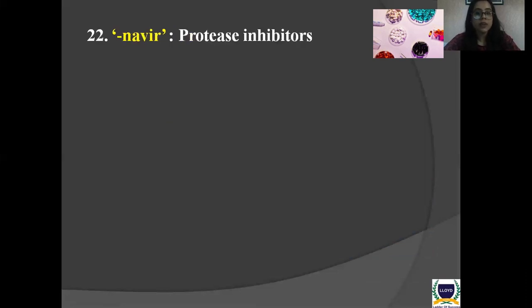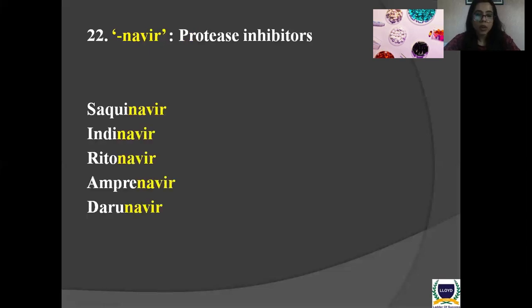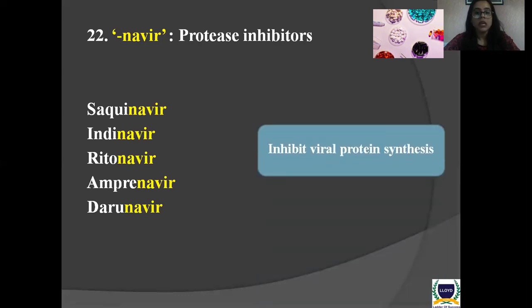Our next suffix is navir. Navir indicates these are the protease inhibitors. Protease inhibitors have the drugs saquinavir, indinavir, ritonavir, amprenavir, darunavir. All these are ending with the same suffix, that is navir, and indicate the protease inhibitors. These drugs inhibit the viral protein synthesis and thereby they inhibit the HIV replication also. So these are protease inhibitors.